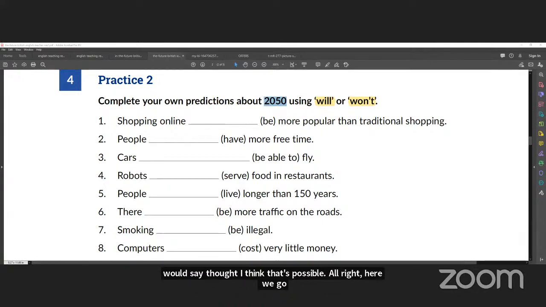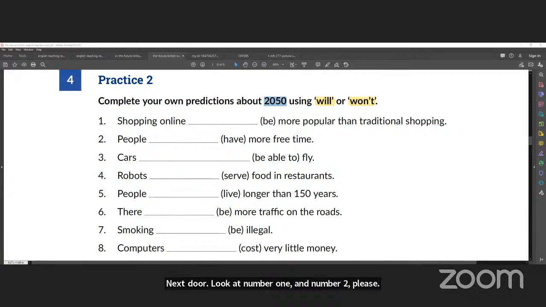Nestor, Lucas, number 1 and number 2, please. Number 1. Will be. Read that complete sentence, please. Shopping online will be more popular than traditional shopping. Okay, so you tell me: I think that's possible, I think that's unlikely, I think that's impossible, or I think that's for certain. I think possible. Number 2. Continue, please.